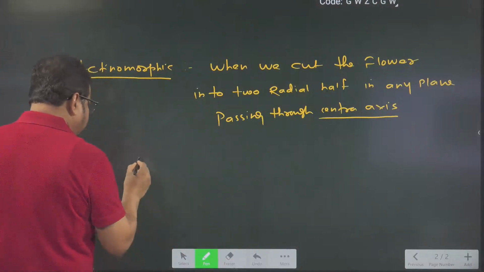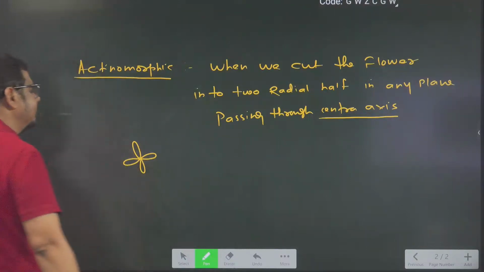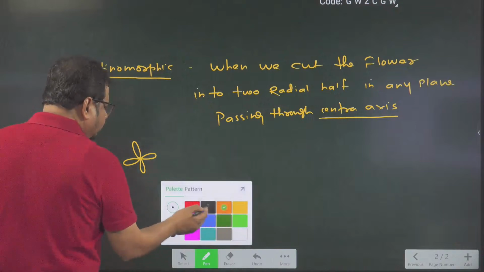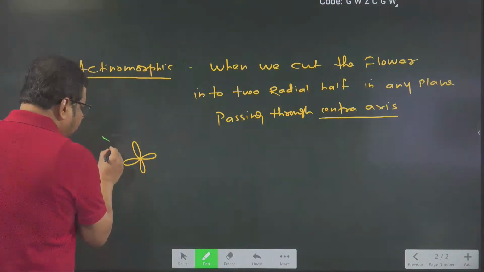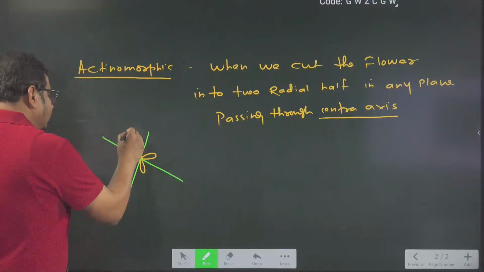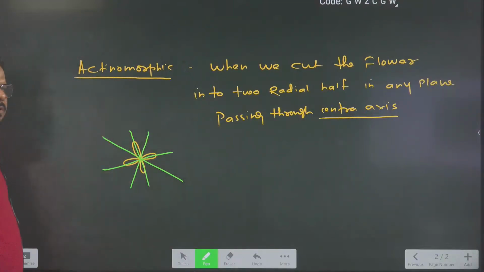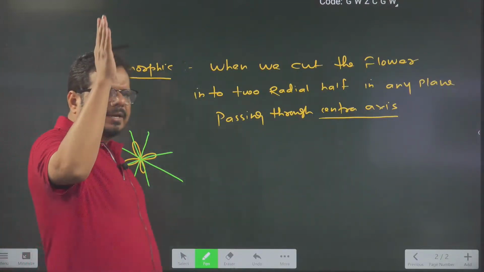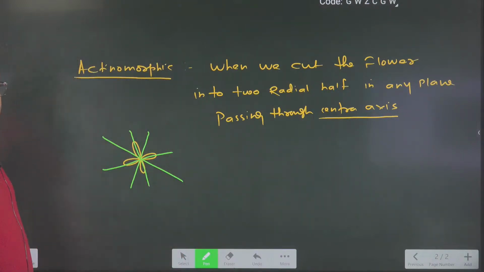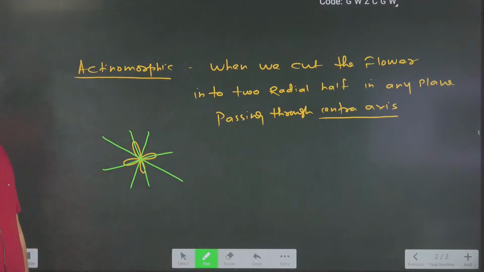Suppose that this is a flower. Now we can cut this flower into two equal halves in such a manner also. In such a manner also. Got the idea? In such a manner also. From the central axis, if I am drawing any radial plane, the flower is going to be cut into two equal halves. So such a particular condition is called actinomorphic condition. Is it clear in the mind? Understanding about the actinomorphic came?